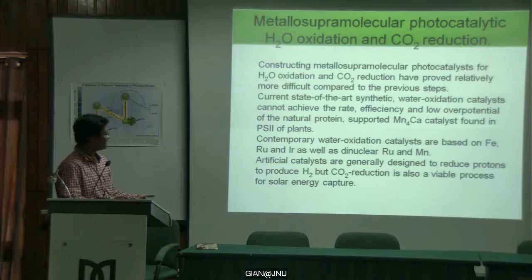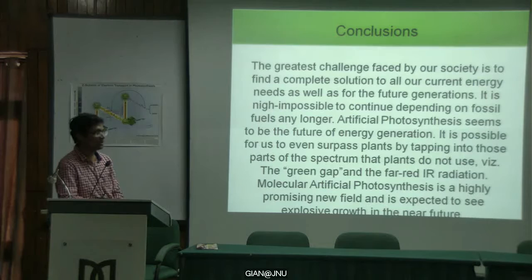Concluding this, the biggest challenge faced by society is the energy crisis. Now, if we are to develop, we need energy. And obviously, solar energy is the best long-term solution that we have right now. Artificial photosynthesis is a future of energy generation, and it is possible for us to even surpass plants by tapping into those parts of the spectrum that plants do not need, the green gap and far IR. It's a promising new field, and we can expect to see exciting results in the near future.